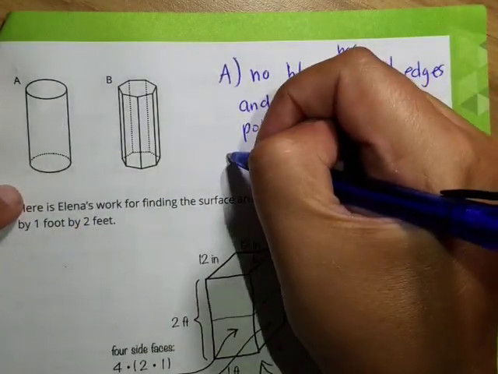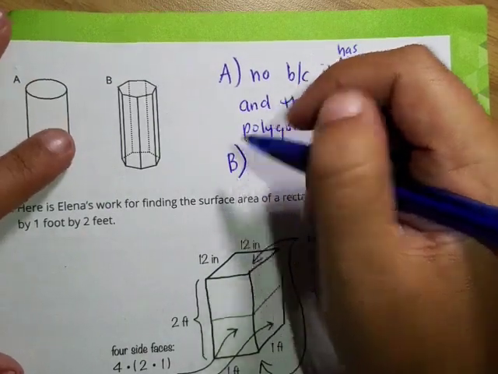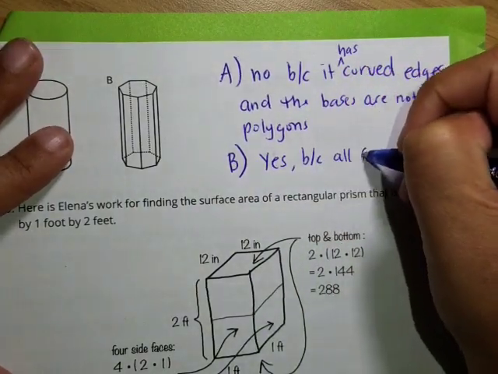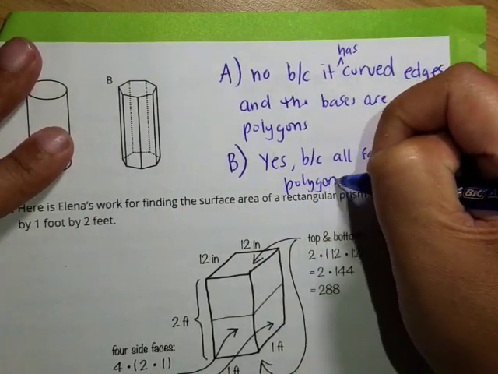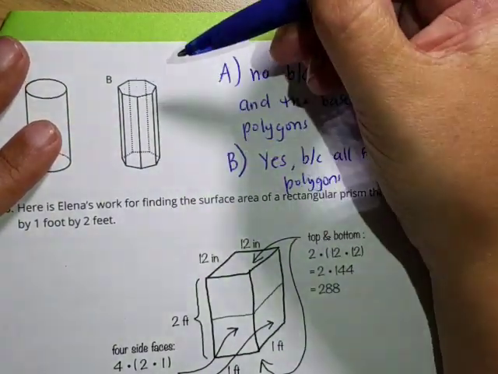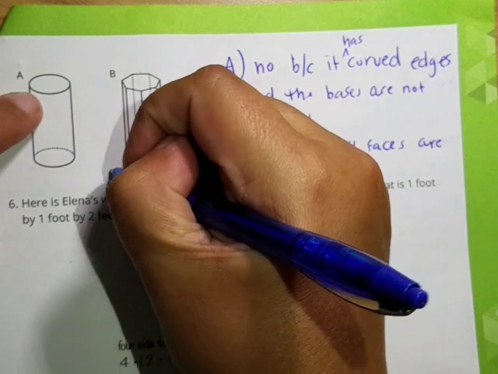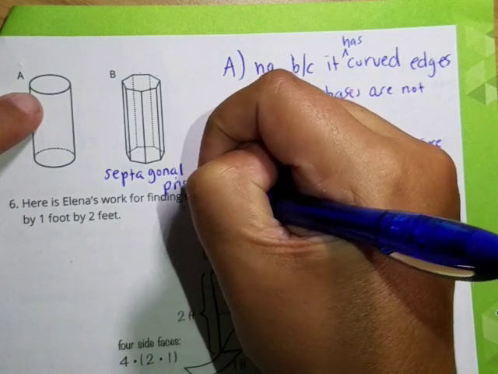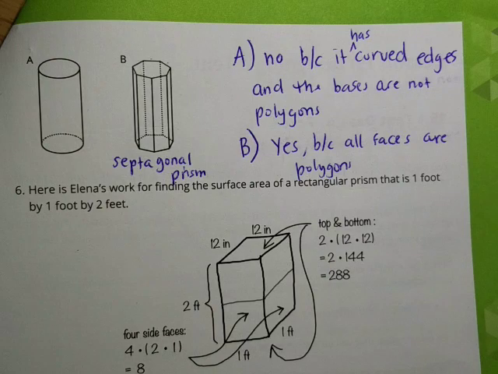Figure B is yes, because all faces are polygons. And this would be called a, let's see, 1, 2, 3, 4, 5, 6, 7, a septagonal prism. So, septagonal prism.